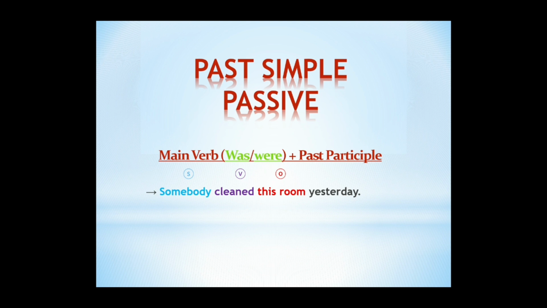It's past simple. So now you're going to change this active past sentence into a passive past sentence, which is going to be this room was cleaned yesterday. This room was cleaned yesterday. You can put by somebody. So let's have some examples to make it clearer. Okay.